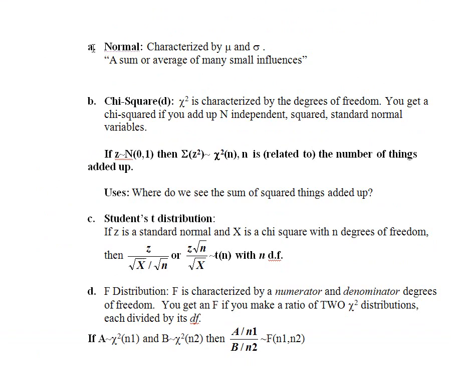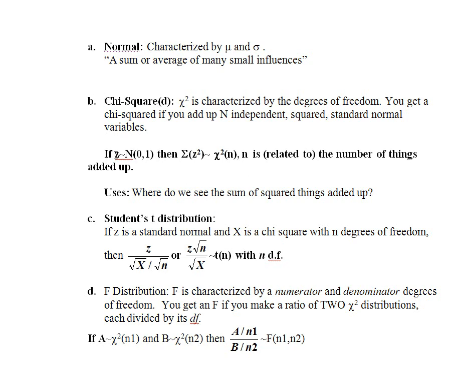The normal, which you get if you add up a lot of random numbers. You get a chi-squared distribution if you add up a lot of independently generated squared normally distributed numbers. To make this simple and straightforward, the reason it's named a chi-squared distribution is it involves adding up squared things.